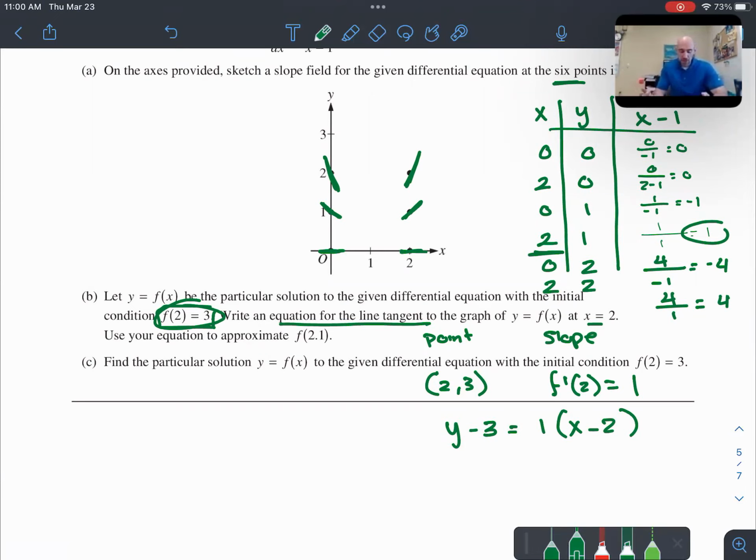My guess is with this one, it's probably going to be 1 point for just the tangent line, and then they want you to approximate f of 2.1. So for f of 2.1, all we have to do is plug 2.1 into our tangent line.